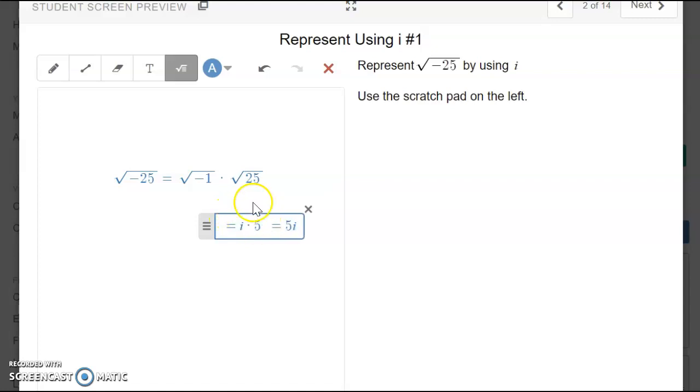So you can use the text box. You can move this to just make it a little bit more visible, and that's showing your work. Or you can certainly draw it as well.